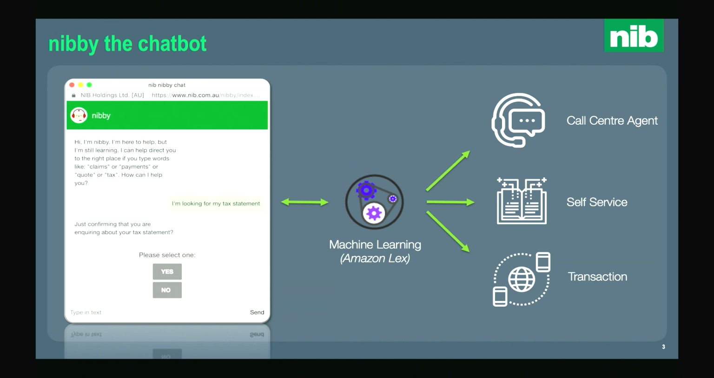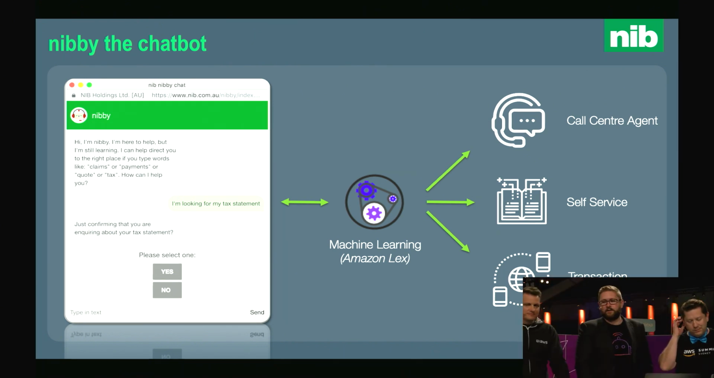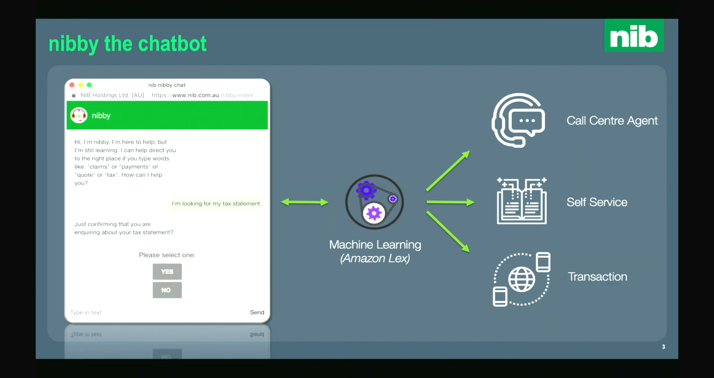So awesome. Yeah, so Nibby's backed by Amazon Lex, as you can see there, a machine learning service developed at Amazon, which provides natural language understanding right out of the box. And then we train it up and build a bunch of integration around it, so we can integrate with our call centers, our self-service portals, and do transactions for our employees.